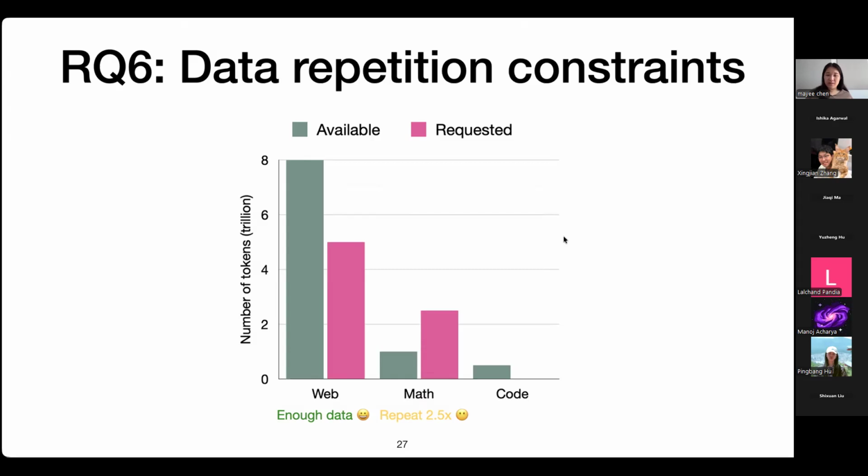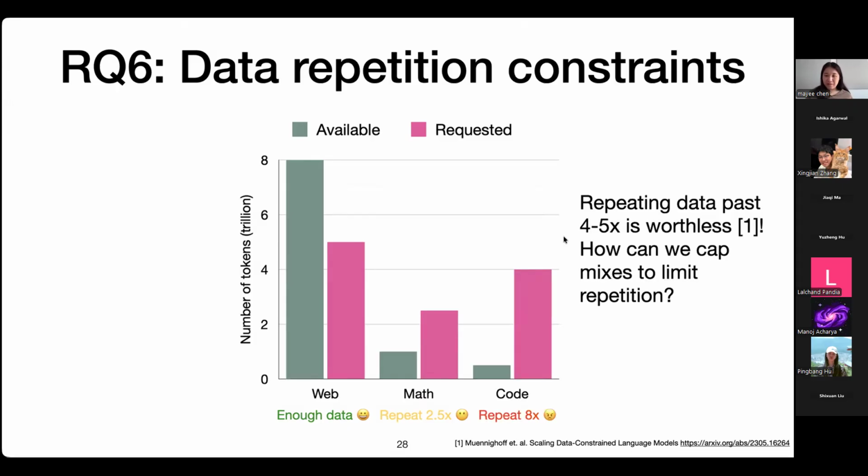Next, let's suppose we request 2.5 trillion tokens of math data. Now this gets a little bit dicey because we don't have enough data, but that's okay. We can just repeat math samples an average of 2.5 times. Finally, let's suppose our mix requests 4 trillion tokens of code data. This is where we get in trouble because we would need to repeat code samples an average of 8 times. This is way too much, as prior works have shown that repeating past 4 or 5 times starts to degrade the performance. So it's incredibly important to produce data mixes where we aren't excessively repeating samples.